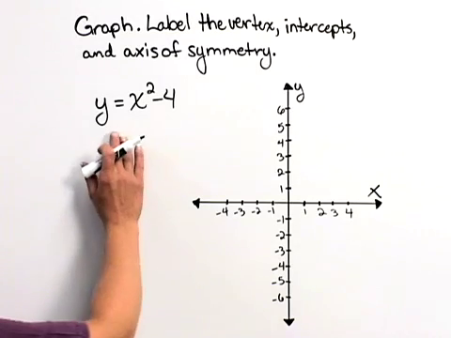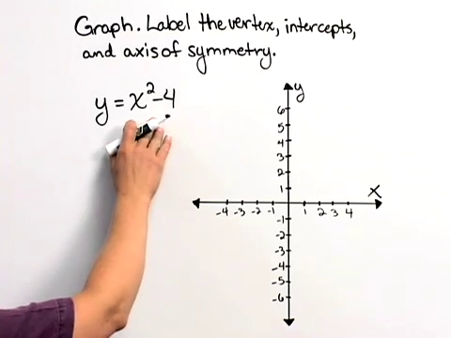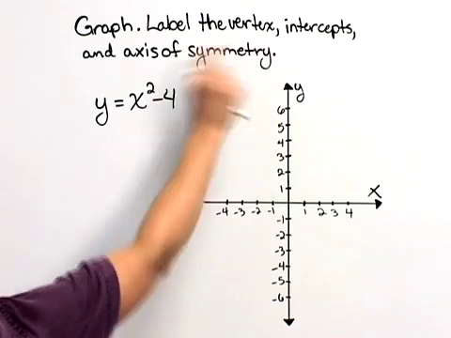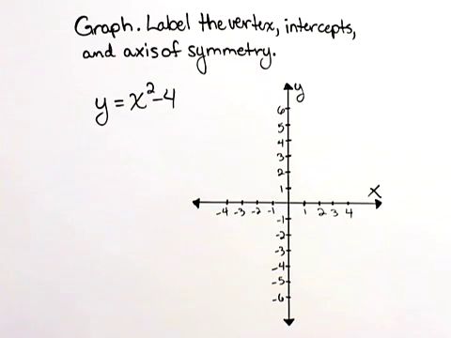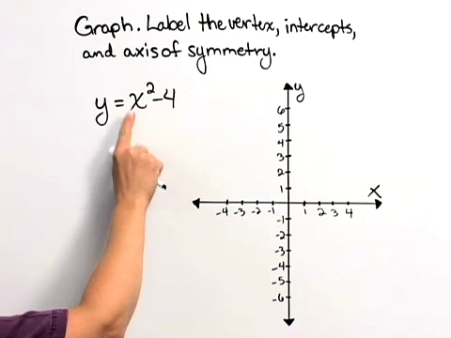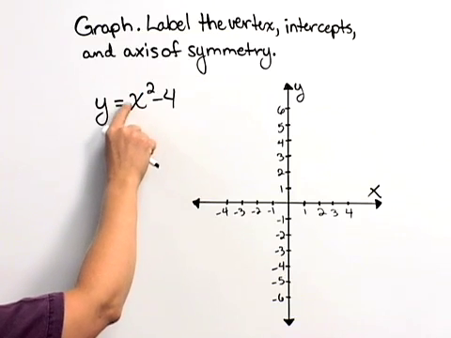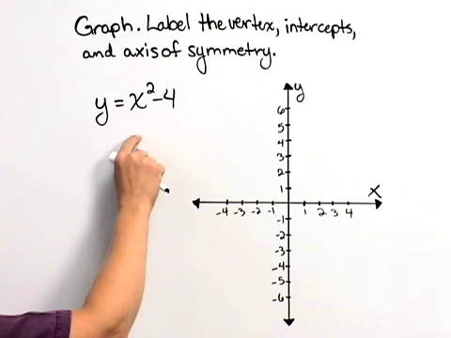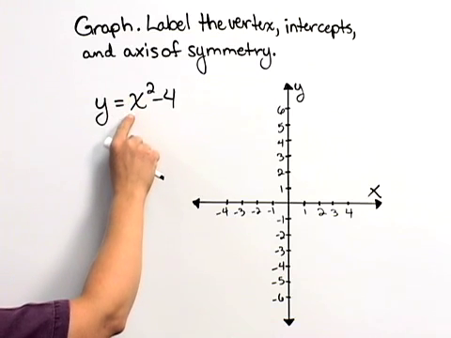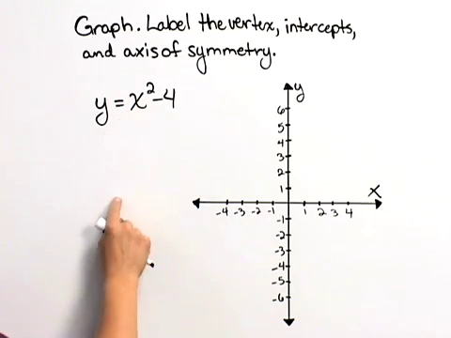To graph this quadratic equation using its properties, make sure we label the vertex, the intercepts, and the axis of symmetry. For this particular one, I first noticed that my a value, which is the coefficient in front of x squared, is 1, which is positive, so this will open upwards.